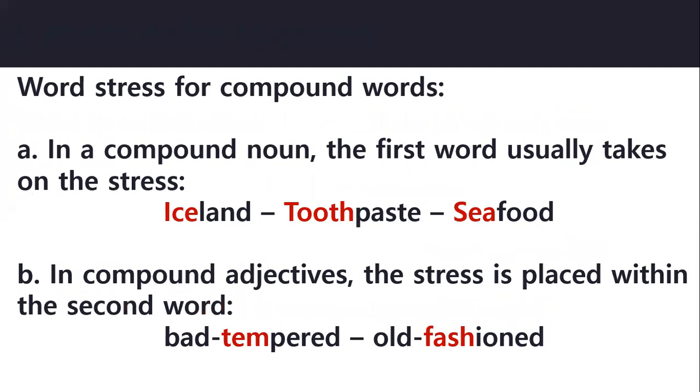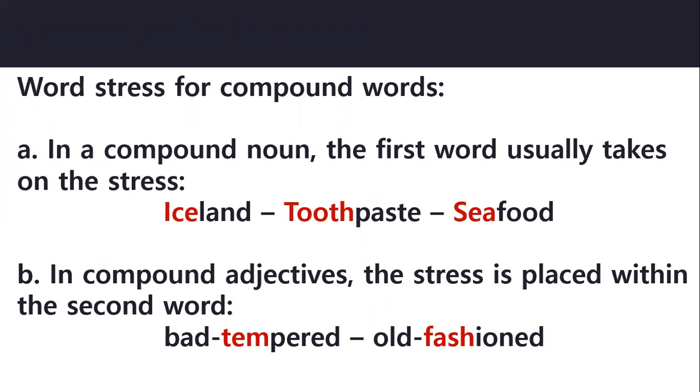Now for word stress for compound words. In a compound noun, which is a noun made out of two nouns in order to form one word, the first word usually takes on the stress. So we have Iceland, toothpaste, seafood.